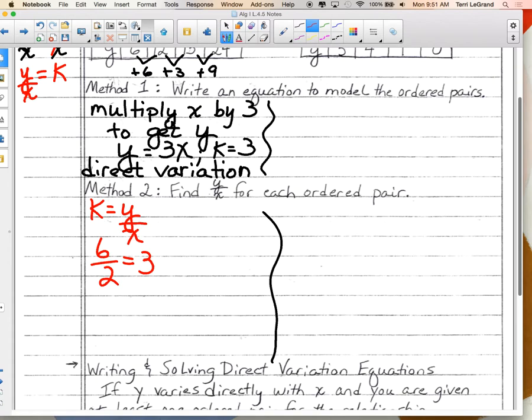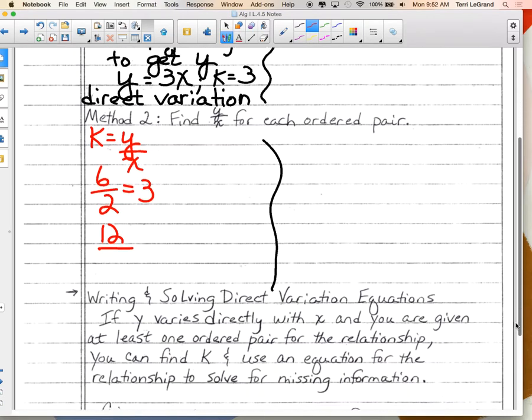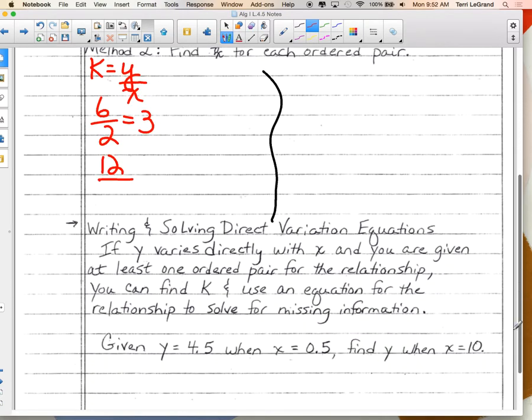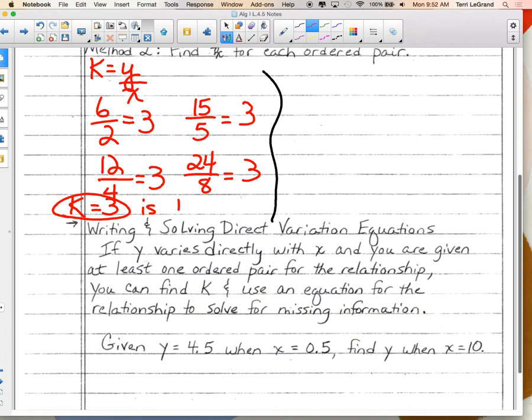The next y value is 12. 12 over the x value for that ordered pair. X value is what? 4. 12 over 4 equals 3. That's 2 ordered pairs. It's got to work for all of them. So if you use this method, you have to test it for all sets of ordered pairs, y over x. So now we have 15 over 5. What's that divide out to? 3. And our last one is 24 as our y value divided by its x value of 8. What does that equal? 3. So we would say there is a constant of variation. It is 3. So it is direct variation.